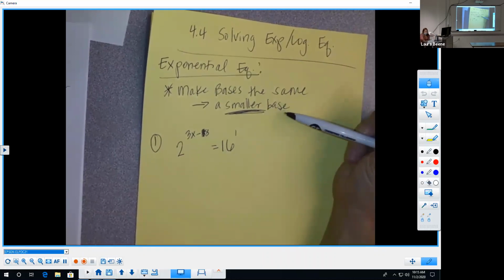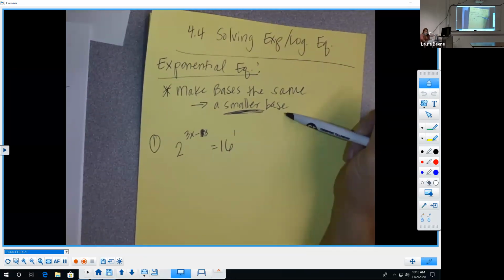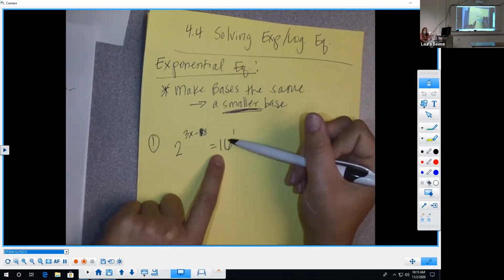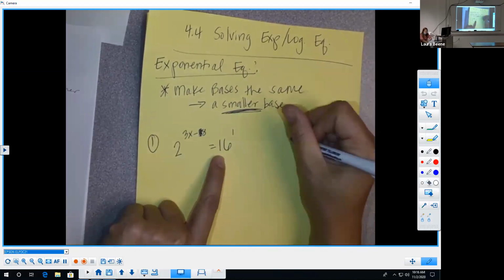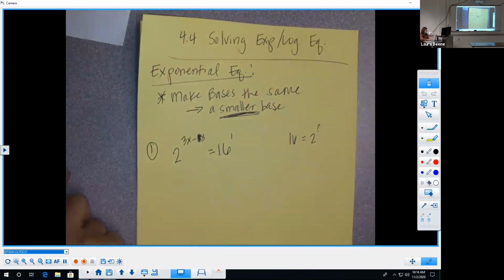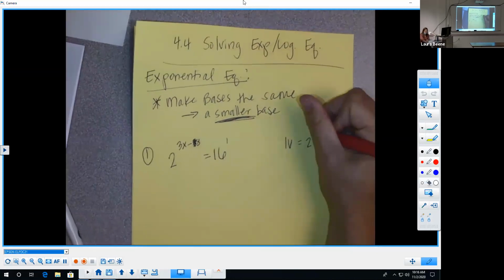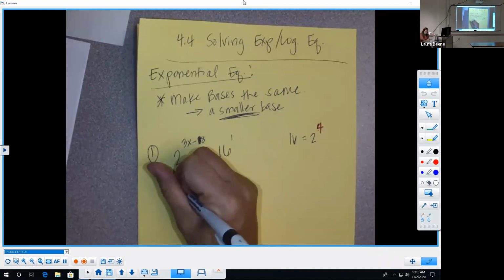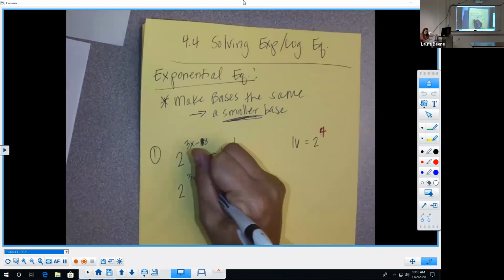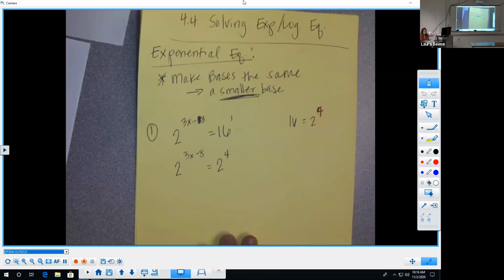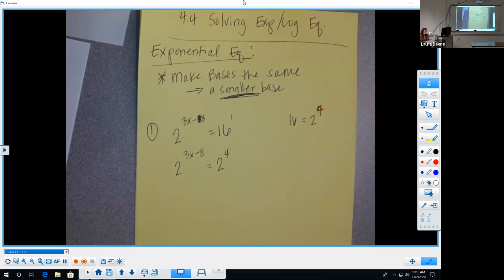Okay, this is the idea. We always want to try to make it a smaller base. So I want to turn the 16 into a smaller base of 2. Can I rewrite 16 as 2 to some power? Yeah, 2 to what power is 16? Yeah, 2 to the 4th power is 16. So since 16 is the exact same thing as 2 to the 4th power, I can just rewrite this problem as 2 to the 3x minus 8 equals 2 to the 4th power. I did not change a single thing in here. This is the exact same problem. I just changed the way it looked because 2 to the 4th and 16 are the exact same thing.